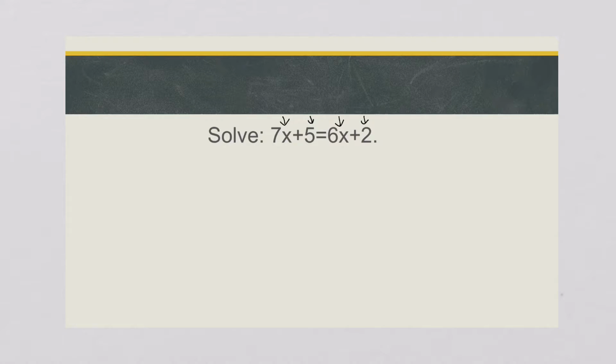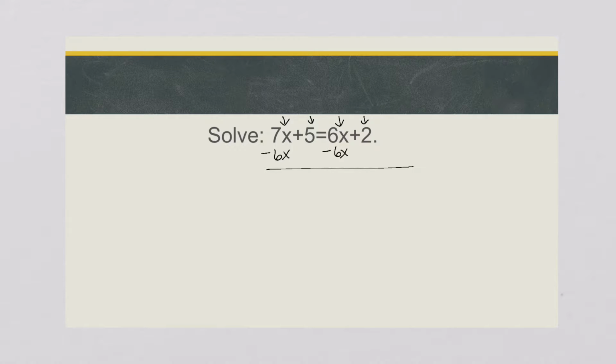So here's my recommendation. I usually will grab my smallest x term and move it first. It is not a requirement that you do this, it's just my recommendation. There are other ways to work this problem, and as long as you do the math right, it's not wrong. But this is how I'm going to work it. So I'm going to grab my 6x and I'm going to move it from the right side of the equal sign to the left side of the equal sign.